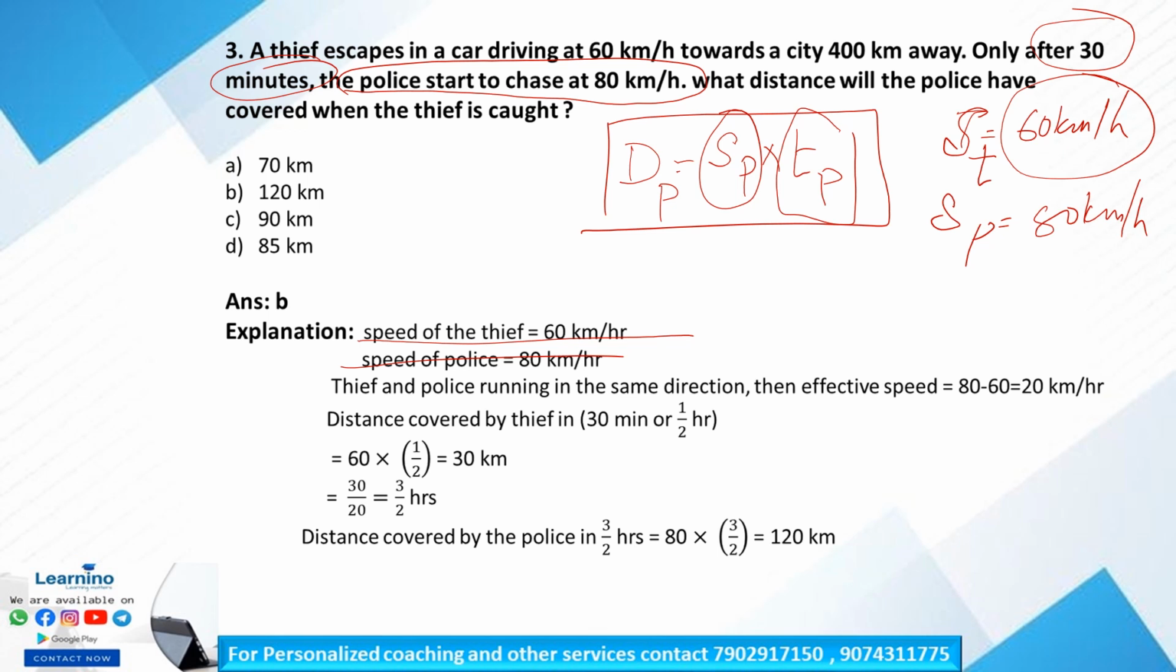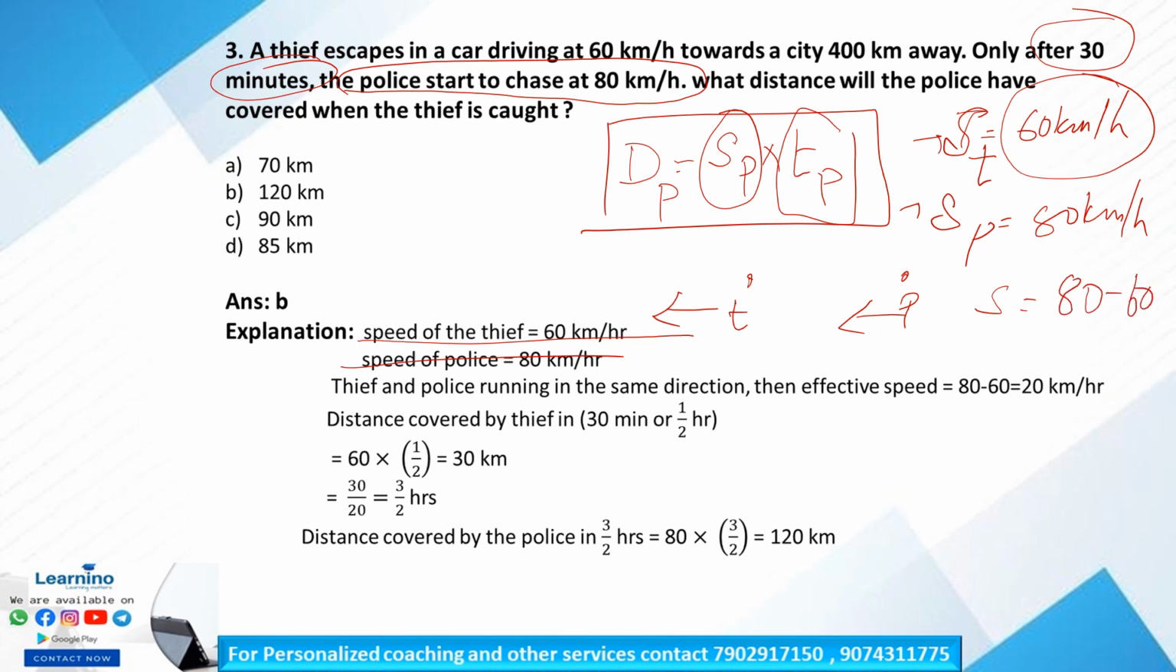Before that, we have two speeds. The thief is here, the police is here, and the police is chasing the thief, so they are running in the same direction. According to relative speed, if two objects are moving in the same direction, the relative speed will be the difference of the speeds. The speed is getting reduced.